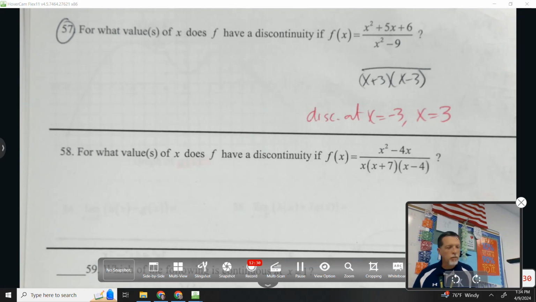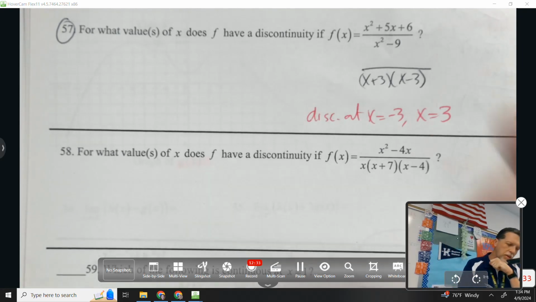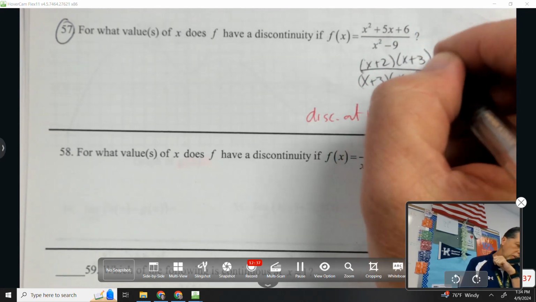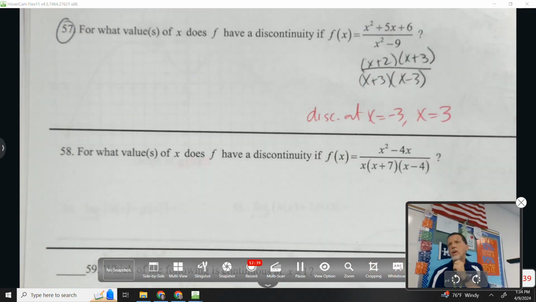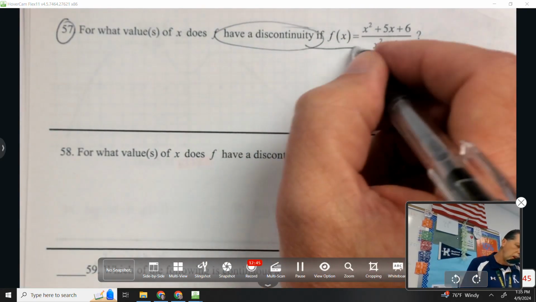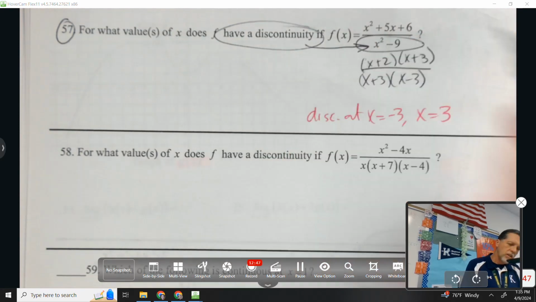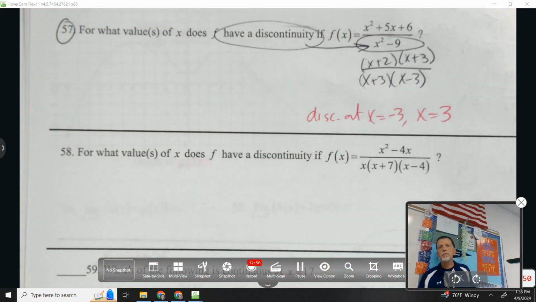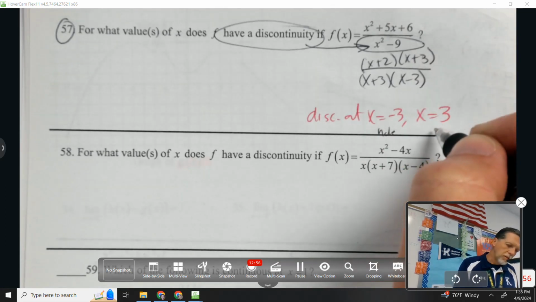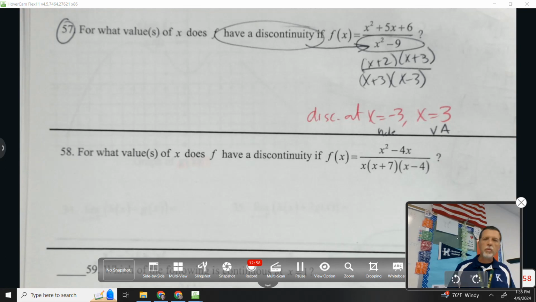If it wanted more information, then I would need to factor the top and learn about who canceled and who didn't cancel, and so I'd know who was a hole and who was a vertical asymptote. But the way the question was worded, it just asks about a discontinuity. The only thing that matters is the denominator. Again, now that I've factored it, the negative 3 would be a hole and the positive 3 would be a vertical asymptote, but that is not what was asked in the question.